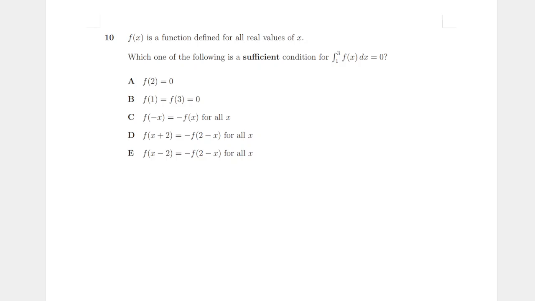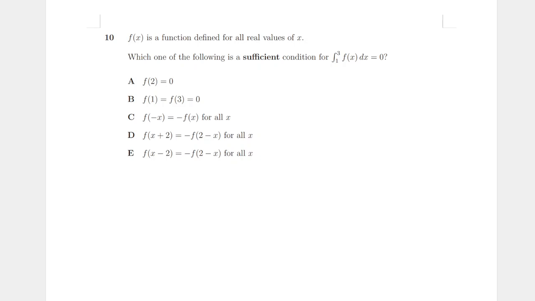Okay, question 10. f(x) is a function defined for all real values of x. Which one of the following is a sufficient condition for the integral of f(x) dx from 1 to 3 to equal 0? A sufficient condition means that if I have that condition, then no matter what, the statement is true, right? For example, if A was a sufficient condition, then that means that if f(2) is 0, then the integral must be 0, right? Okay, so let's see if that's true.